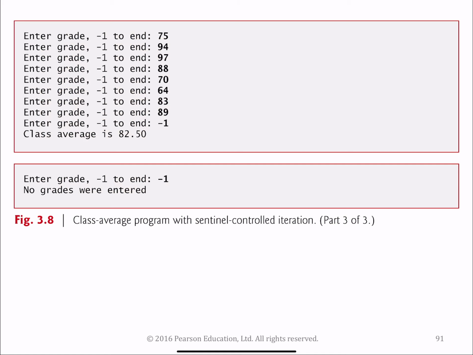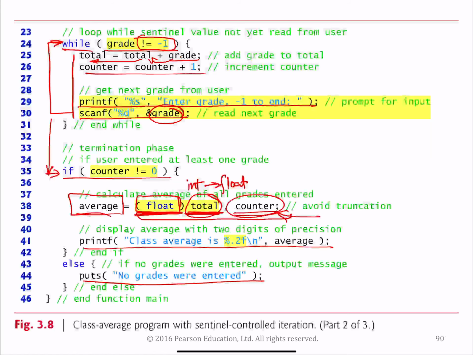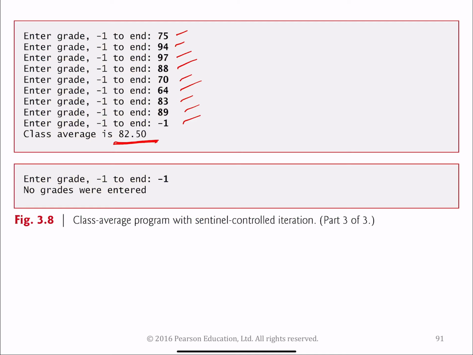Okay, if you do a sample run of this, and let's say you enter 75, 94, 97, 88, 70, 64, 83, 89, and -1 as inputs, the average you'll see is 82.5. Oh, one other thing. When you're printing out the value of average, look at the placeholder over here. We are adjusting, controlling the number of digits displayed after the decimal point to 2 digits. That's why this looks so neat. Otherwise, I think last time we saw that the default on some systems is 6 digits.